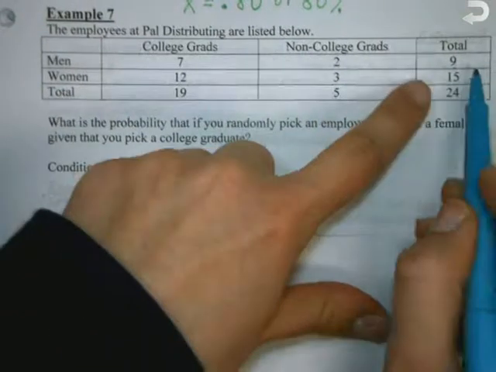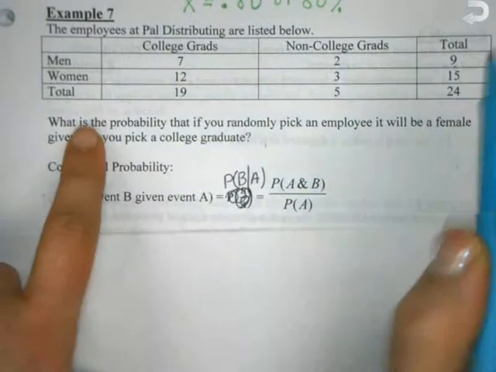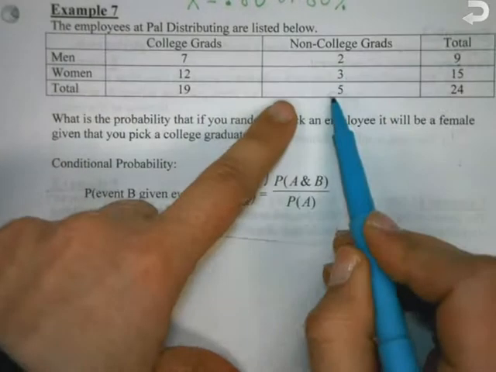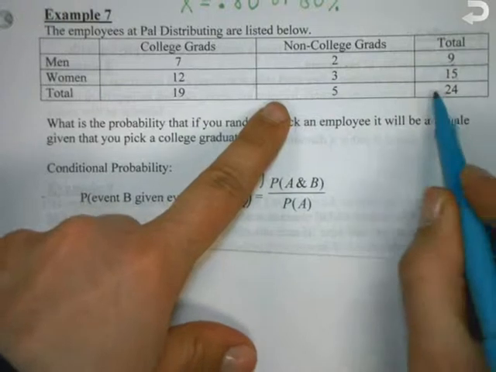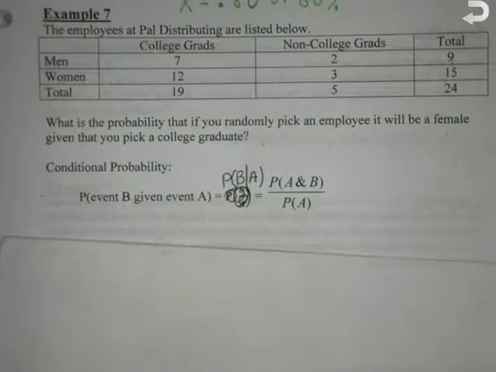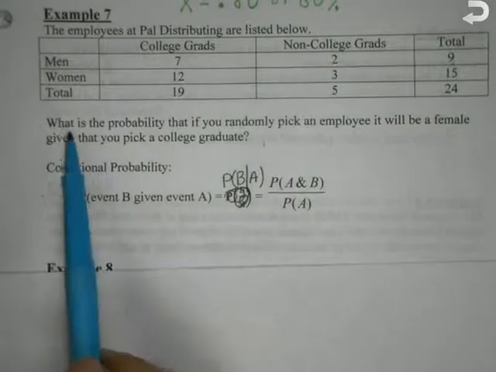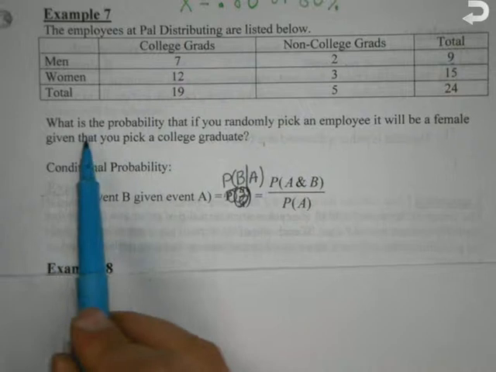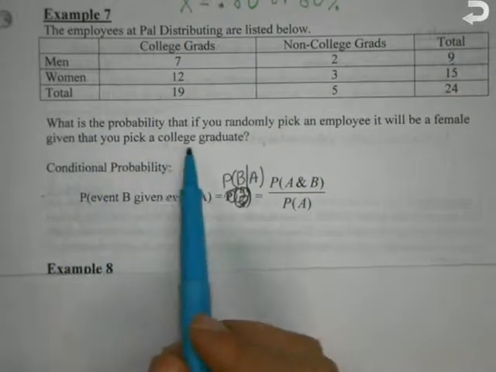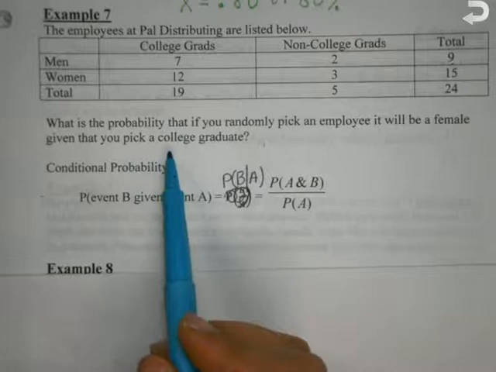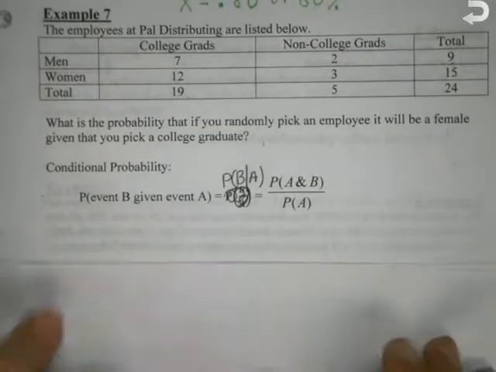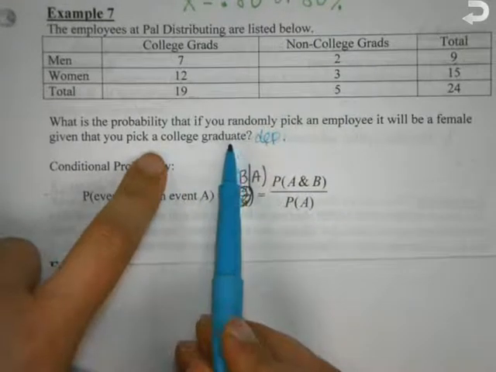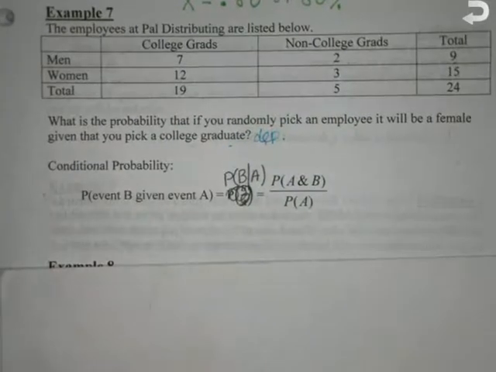So, we want to know what is the probability that if you randomly pick an employee, it will be a female, given that you pick a college graduate. So are these independent or dependent? Dependent, because I know that I picked a college grad first, right? Now this is called a conditional probability, so let's underline that. Meaning that I want to pick a female college grad, and I was told right from the front that I did pick a college grad. So of all the college grads, what's my probability of picking a female one?